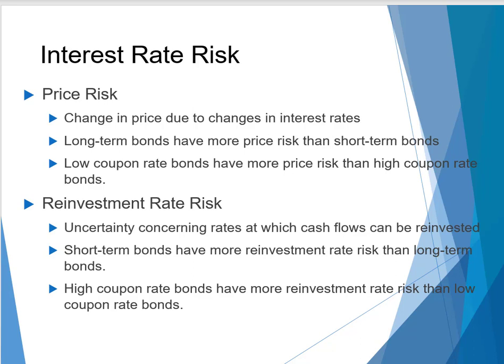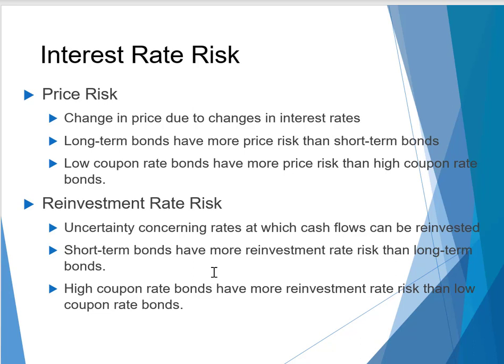So let's go to the next step, which is the other part of interest rate risk. We refer to that as reinvestment rate risk. Reinvestment rate risk is the uncertainty of future returns on reinvested coupons. If interest rates go up today, when you get a coupon and reinvest it in a bond, you should be able to reinvest at a higher return because interest rates in the economy have gone up. Short-term bonds will have more reinvestment rate risk than long-term bonds, and high coupon bonds have more reinvestment rate risk than low coupon bonds.